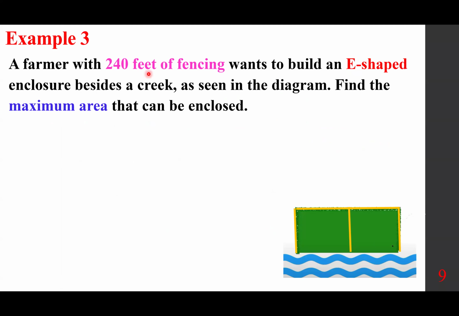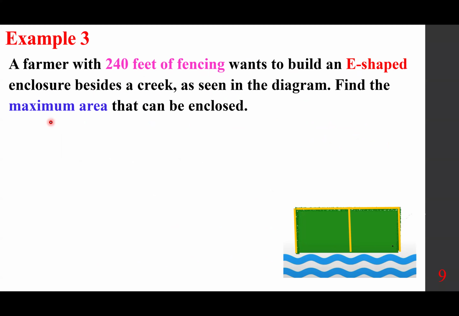A farmer with 240 feet of fencing wants to build an E-shaped enclosure beside a creek. As seen in the diagram, find the maximum area. Notice it's given to us, the drawing. If it's not, we have to come up with our own.